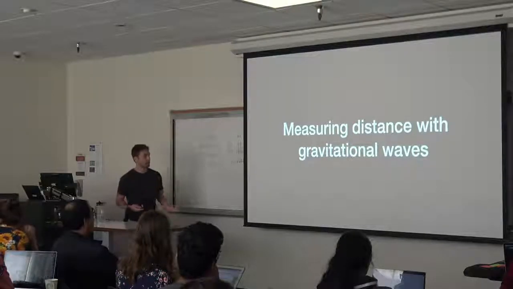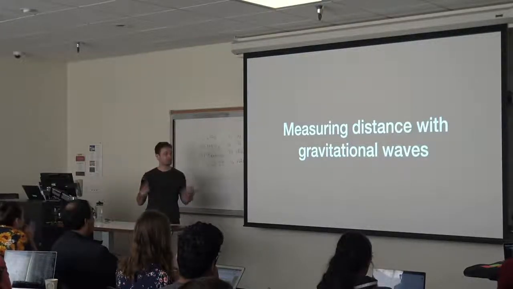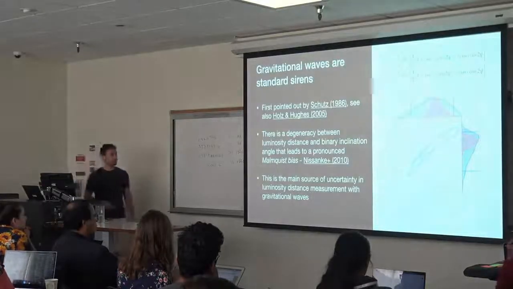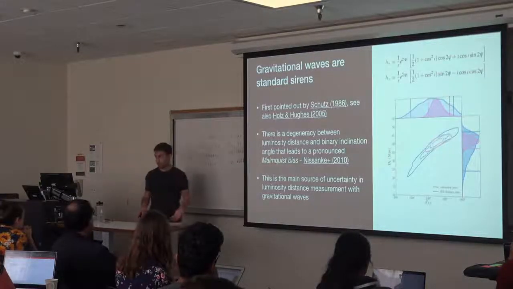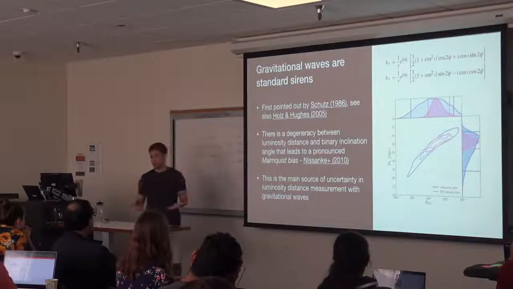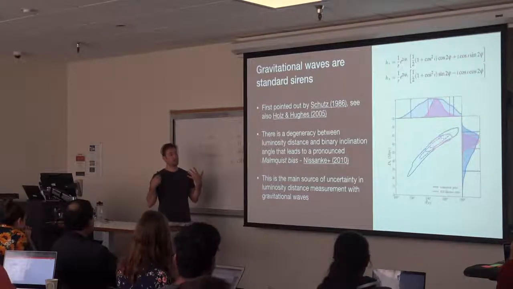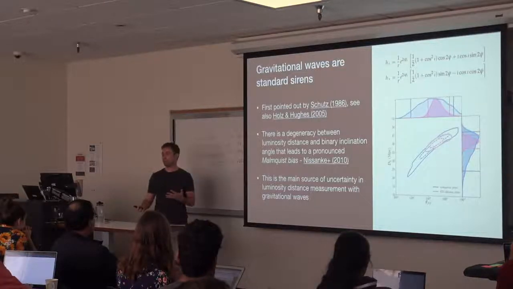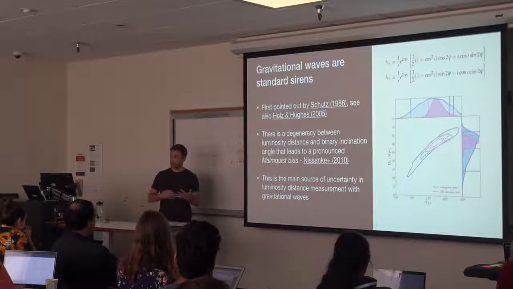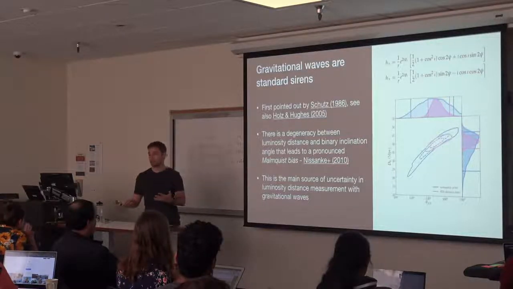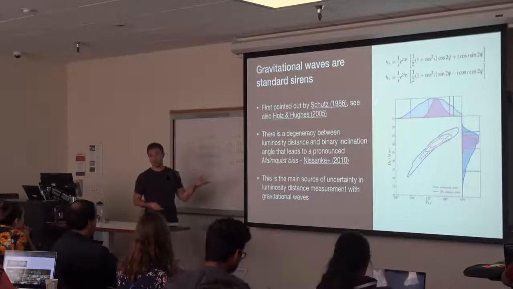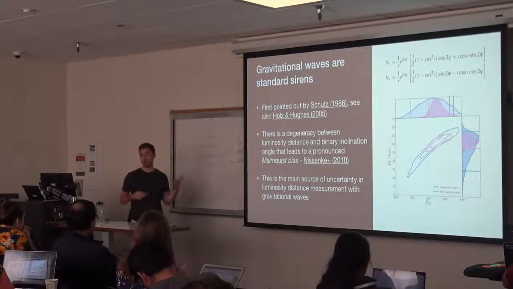So now we've localized the source. We also want to determine its distance. Another really neat thing about gravitational waves is that they are standard sirens. Standard candles are astronomical sources that have an intrinsic luminosity that can be calibrated from other observables. So similarly, standard sirens are gravitational waves.